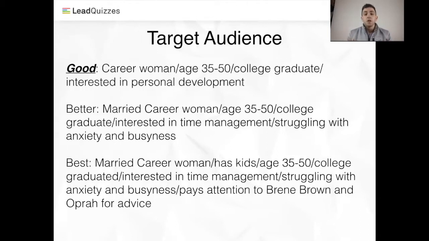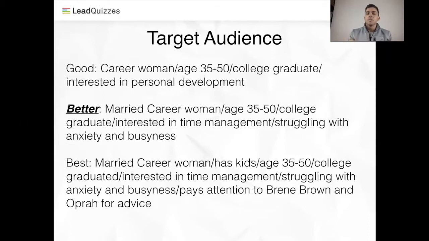You'll see a good look into your target audience is maybe a career woman. We have her age, she was a college graduate, and what she's interested in. It seems pretty good, but let's go a little bit deeper there. How about a married career woman who's age 35 to 50, a college graduate? What else is she interested in? Time management. She's also maybe struggling with anxiety and busyness. But let's take that even a step further.